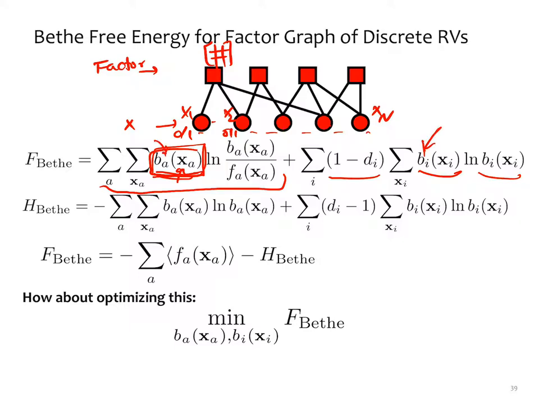So x_a represents all the random variables belonging to factor a. Exactly. So this is basically a generalization of the pairwise. Exactly, it's just a generalization of that. I gave you an example for the binary case because it's easier to visualize, but you can easily write it for a factor graph. So if you have a factor graph of three random variables, x_a is going to be x1, x2, x3. That's the same thing.